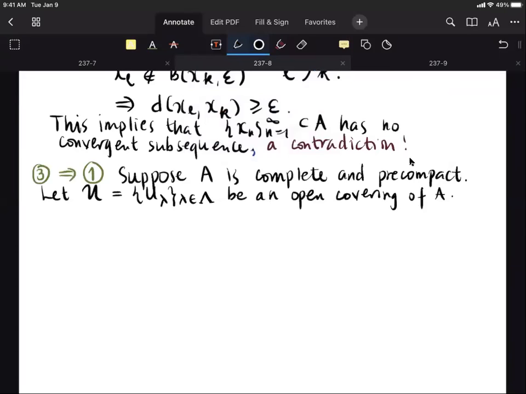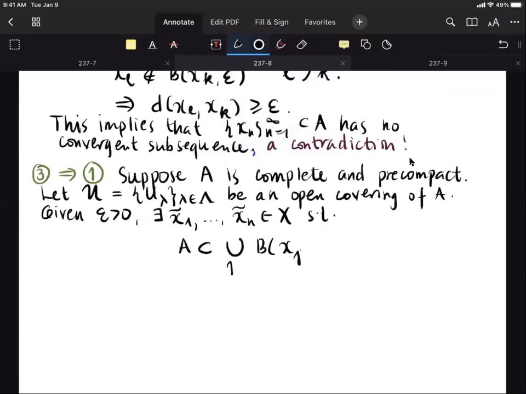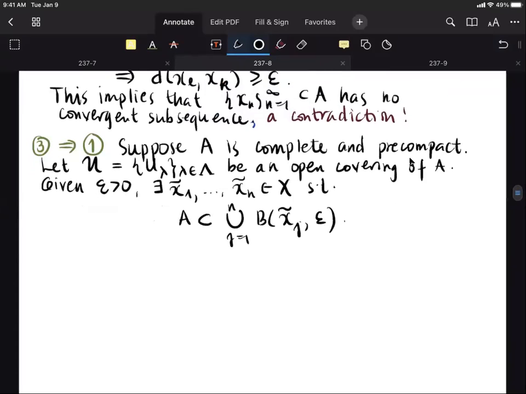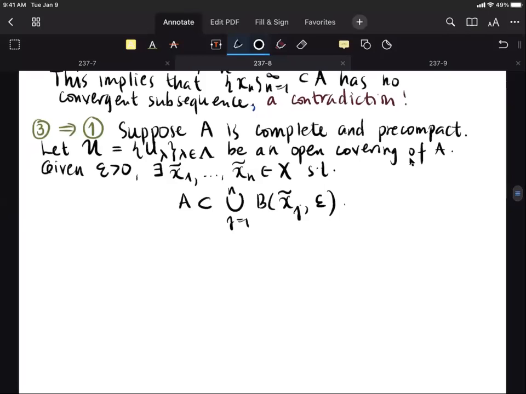Due to pre-compactness, given a positive epsilon, I can find, let's say, points. Let us name the points with tilde: x tilde 1 up to x tilde n in X, such that A is a subset of the union of these open balls. So this is basically pre-compactness.